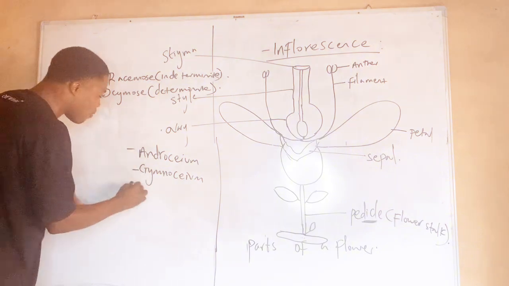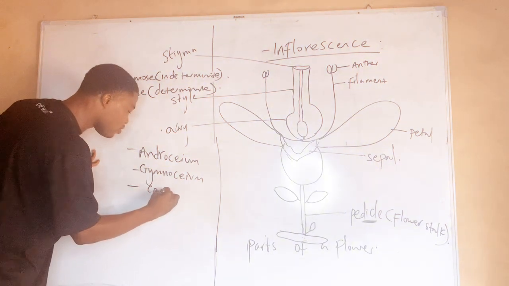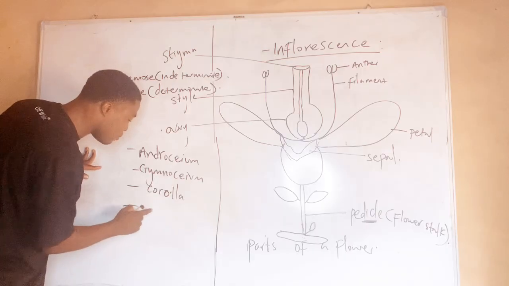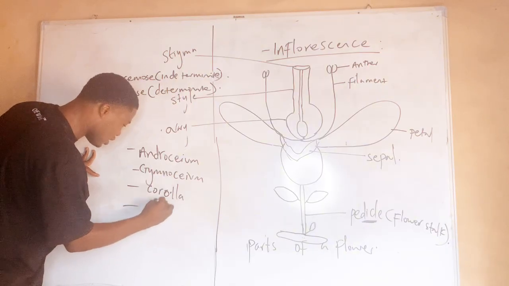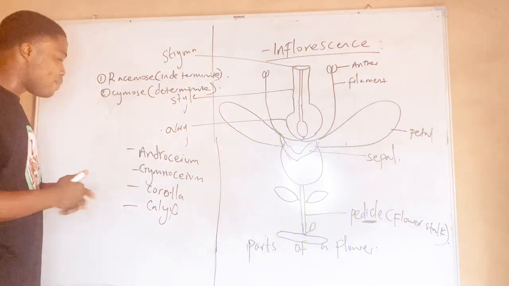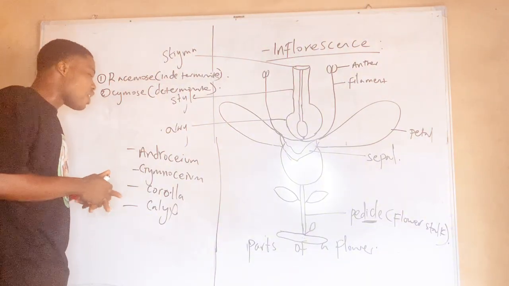Now, there are other parts of the flower: the corolla and the calyx. Okay, now the calyx can have some outer part called the epicalyx. Now let me quickly explain. First, I'll start with the main part.